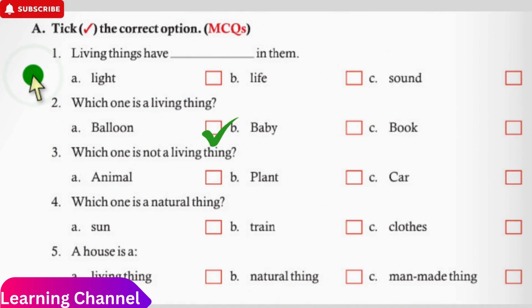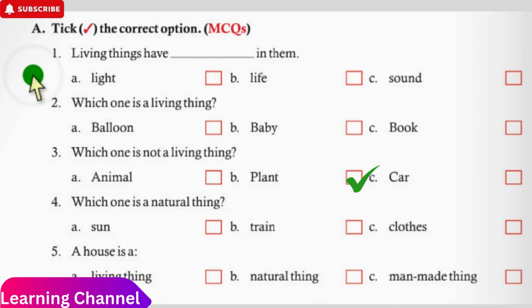3. Which one is not a living thing? A. Animal. B. Plant. C. Car. The answer is car.